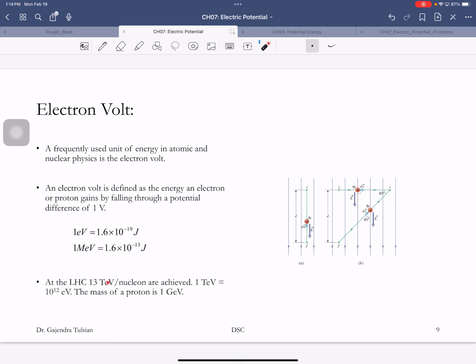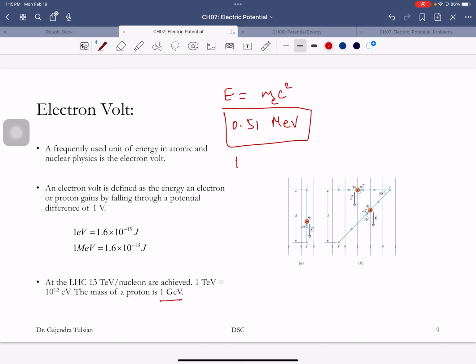Now in these units, you guys understanding this? The mass of the electron is 0.51 MeV, so about 0.5 MeV. The mass of a proton is about 1 billion electron volts, 1 GeV. This is the mass of a proton. Now, when we say mass of a proton, you multiply it by c squared, the energy equivalence of a proton.